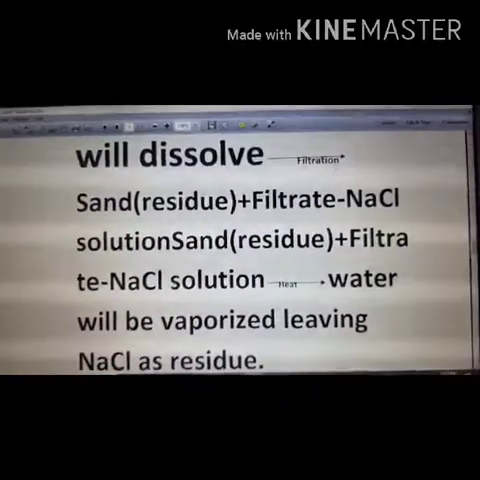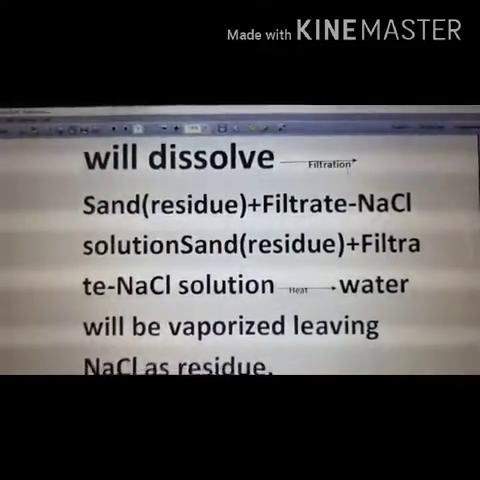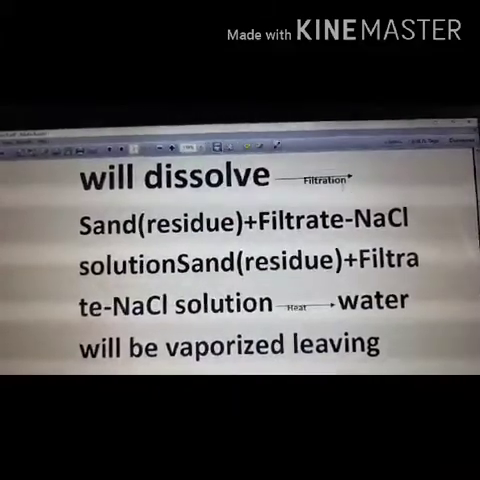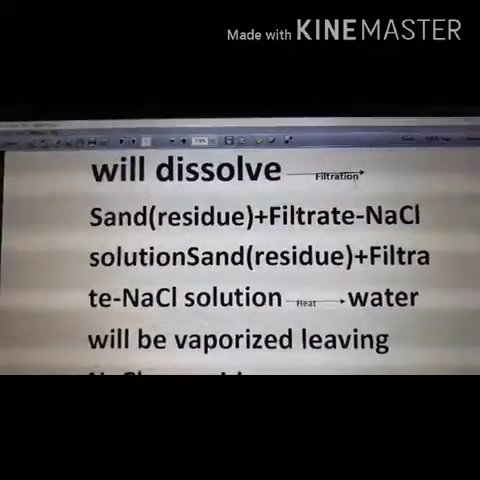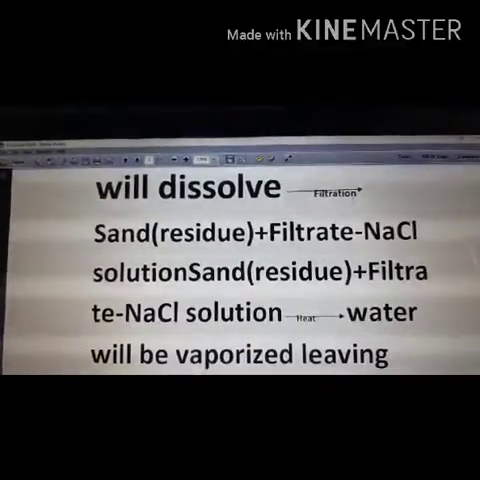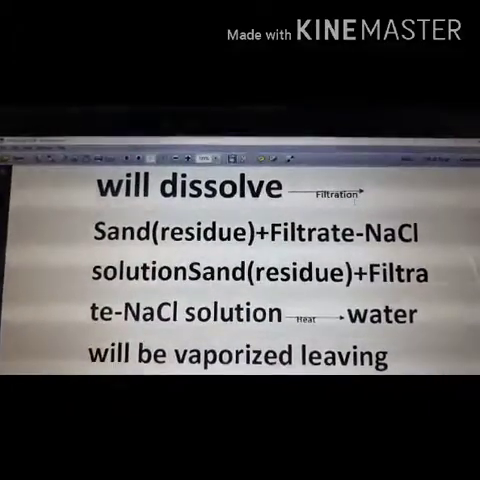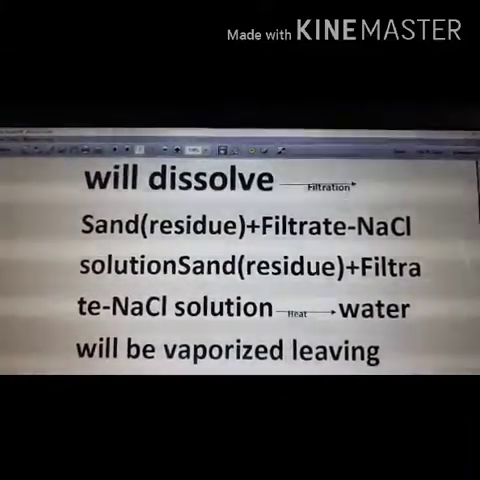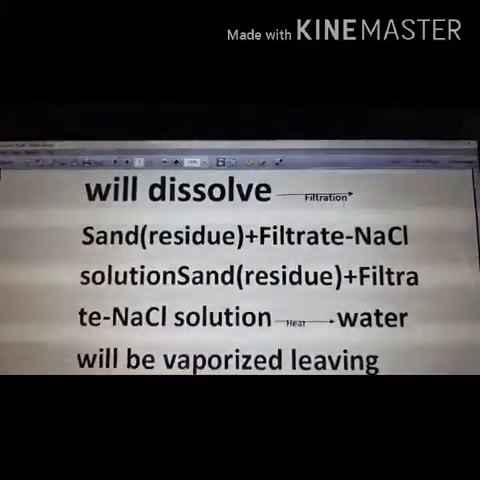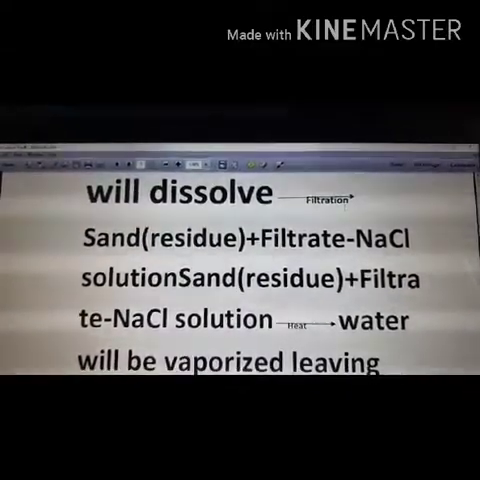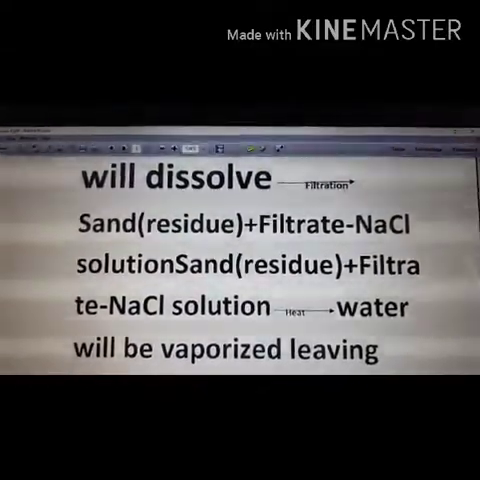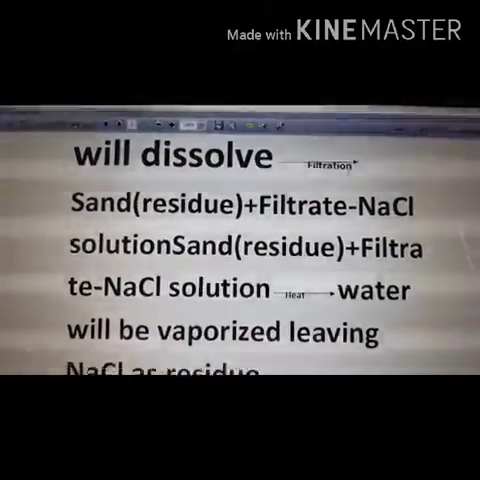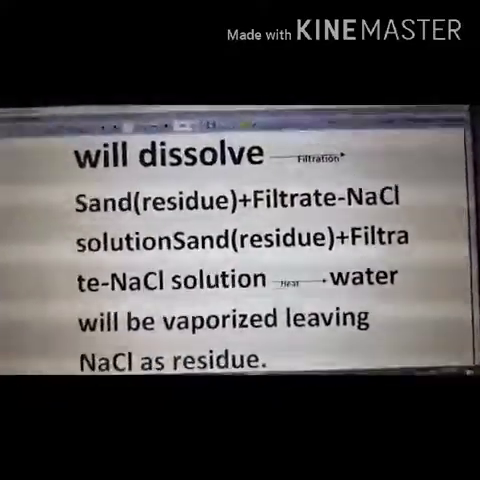So if we consider again the flow of this separation, we have taken a mixture of NaCl and sand. Out of this, sand is insoluble in water and NaCl is soluble in water. If you add water to this mixture, then NaCl will dissolve and sand will remain undissolved. On filtration, sand will be separated as a residue and NaCl will be in the filtrate. Now heat it, and on heating, the water will be vaporized, leaving NaCl as a residue.